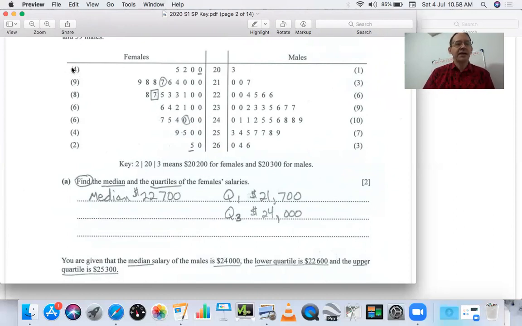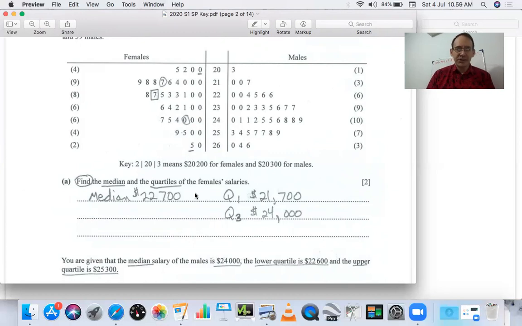So here we see, here's 4 and 9, that's 13. So this one, again, remember you're reading from the stem outward. So this one here, this 0 here would be 14, 15, 16, 17, 18, 19. So the 20th value would be the 7. So the median is 22,700. That's the middle, the median. So that means we have 19 values in front of it and 19 values after it.